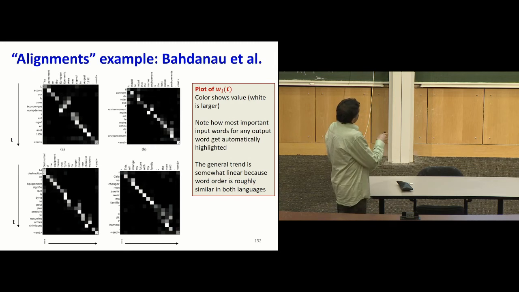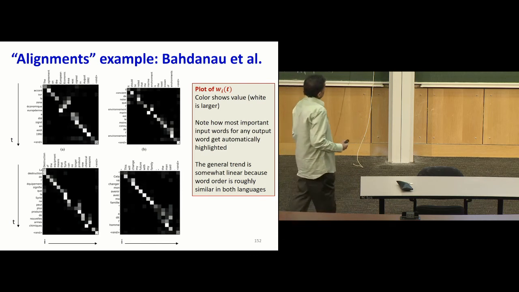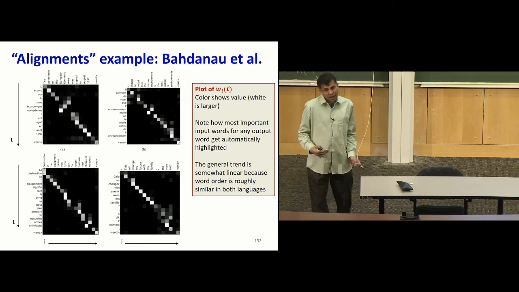Now, at the next time, the largest weight is on the word agreement, and it produces the word accord. So you can see how the weights actually focus on the right input word.